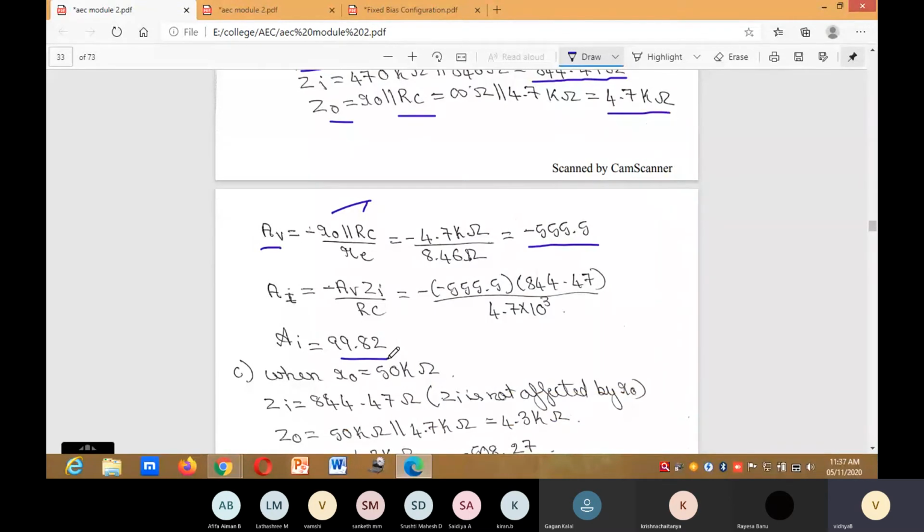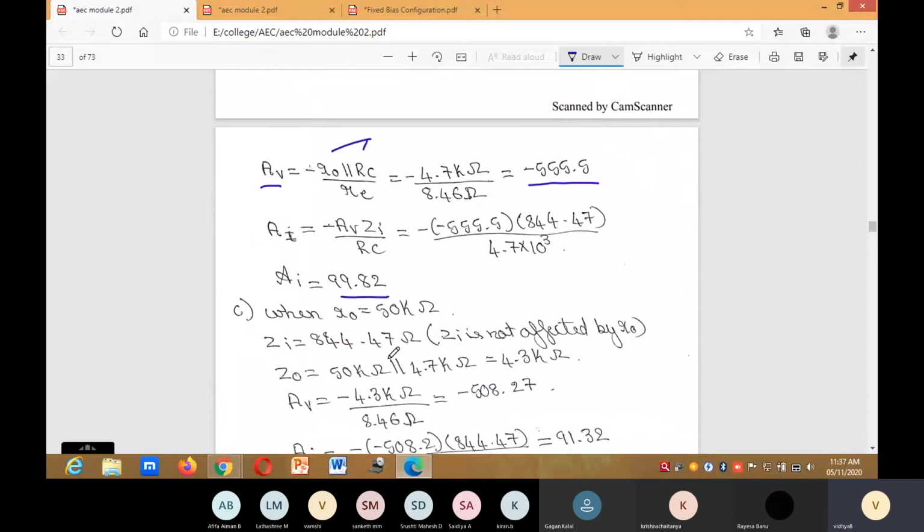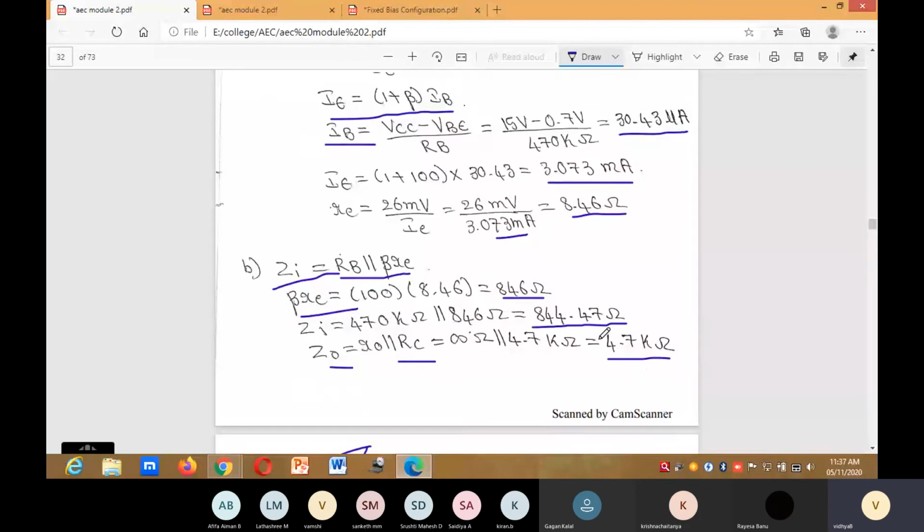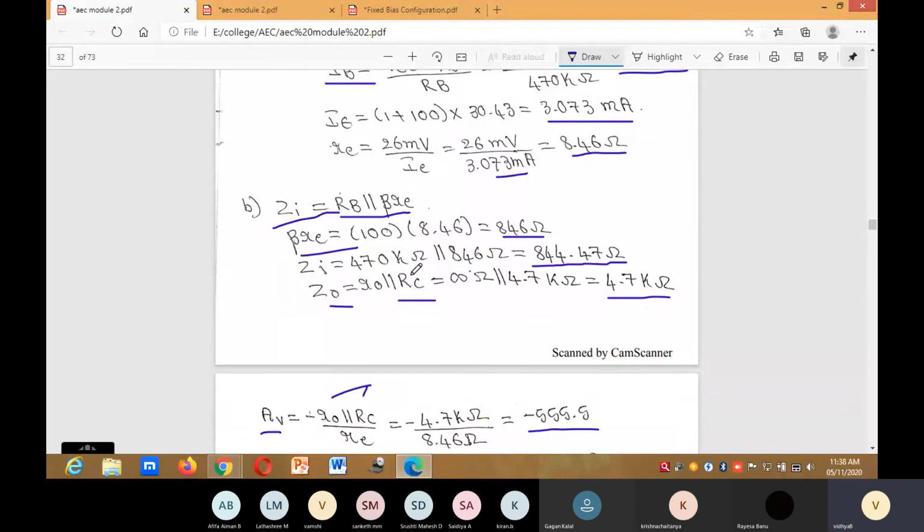Next, we need to consider R0 as 50 kilo ohm. Again, we need to repeat the steps: Zi, Z0, AV, AI. We need to find out these things. Zi is equal to 844.47. You'll get the same value because Zi is not affected by R0. Zi formula is RB parallel with beta RE. R0 will affect Z0 and AV.